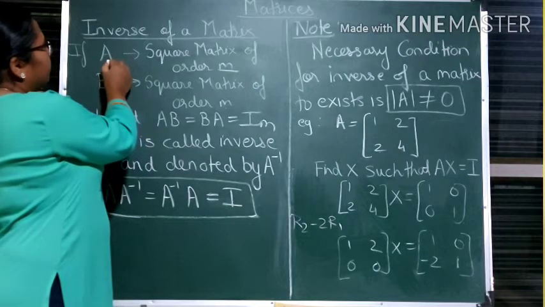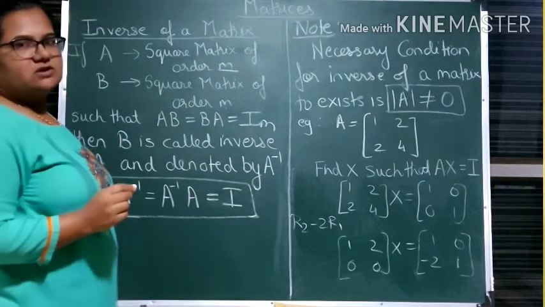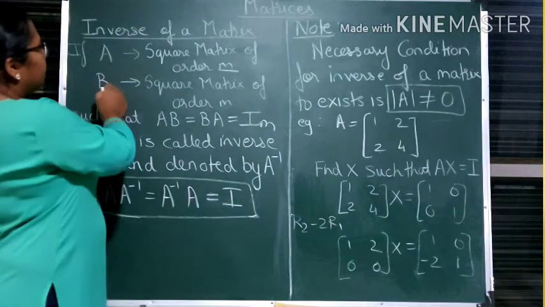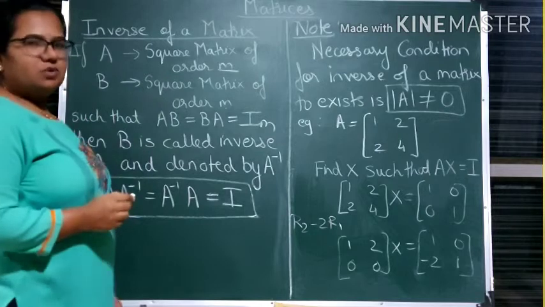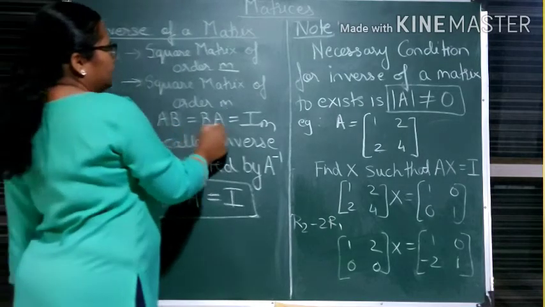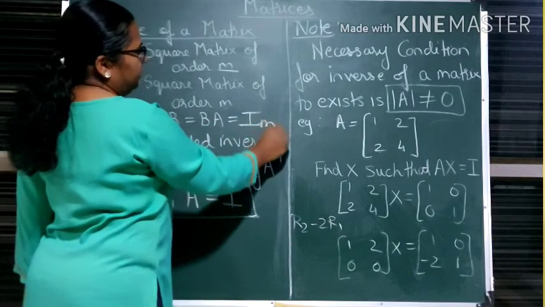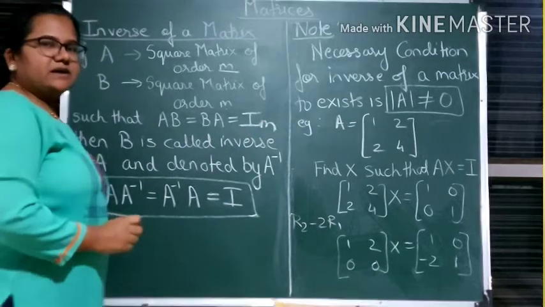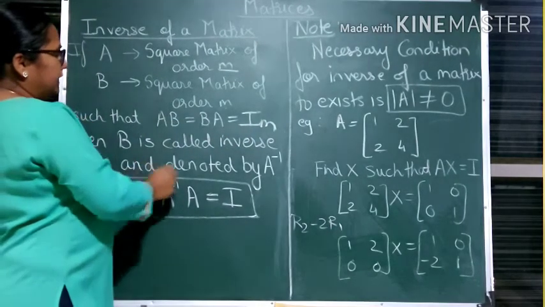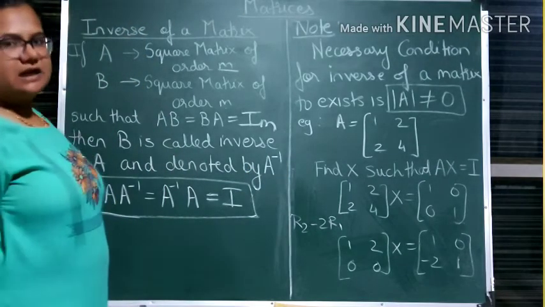Now suppose you have a matrix A, a square matrix of order n. You have already studied what a square matrix is: the number of rows equals the number of columns. Similarly, you have another square matrix of the same order n. If the equation A into B equals B into A equals the identity matrix of order n is satisfied, then B is called the inverse of A and it is denoted by A raised to minus 1. It is read as A inverse.